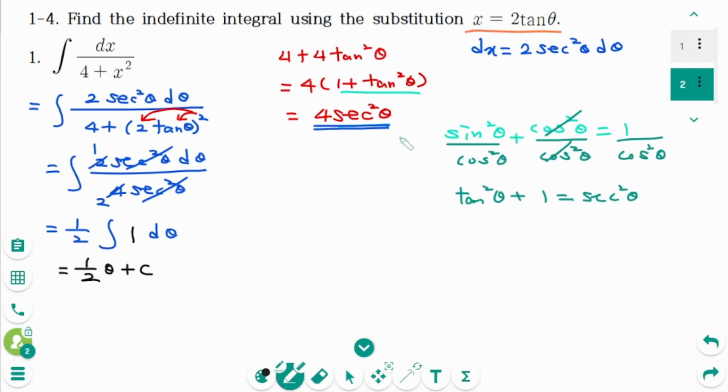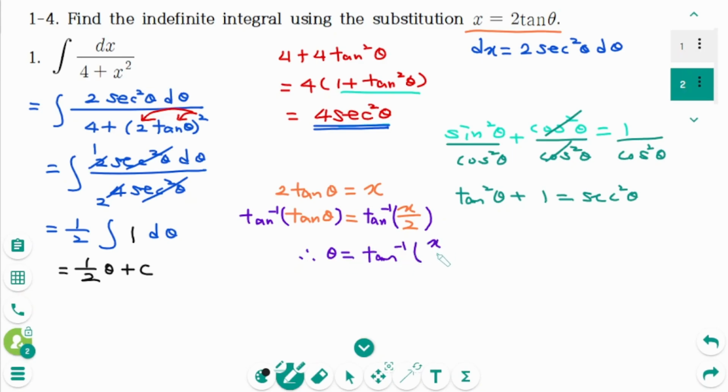Then from here, 2 tangent theta equals x. Then divide by 2 on each side. Tangent theta equals x over 2. Then take arctangent at both sides, like this. Then theta equals arctangent of x over 2. Then back to the original, 1 over 2 times theta means arctangent of x over 2 plus c.